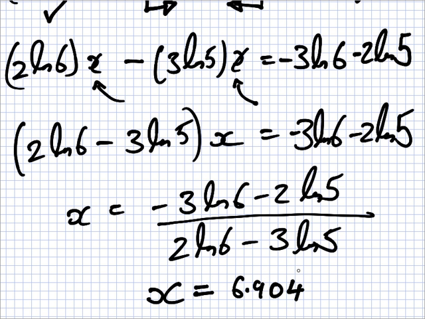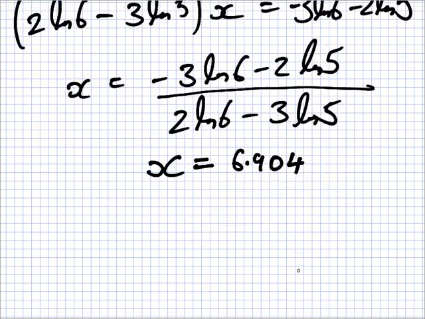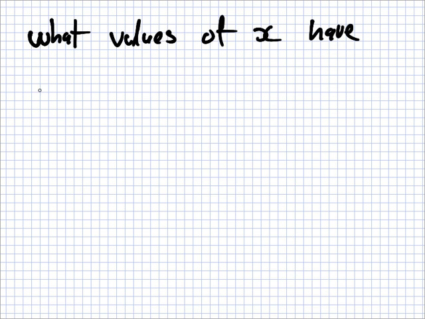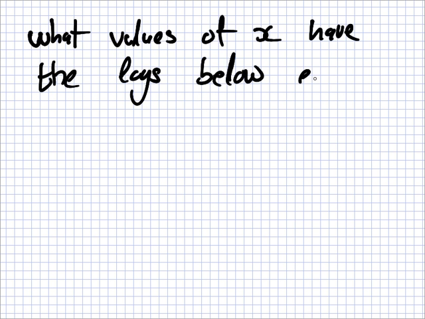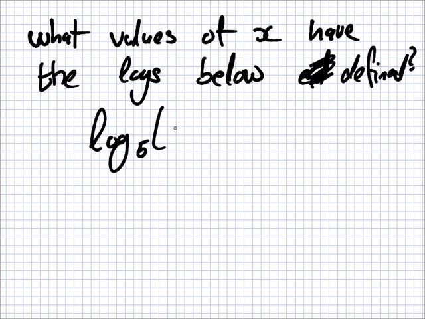So the next one looks like it came from part of the section B question. The first part was asking what values of x have the logs below defined. In other words, what values of x can you use? So you have log base 5 of 3x plus 1 equals log base 25 of 9 minus 8x.